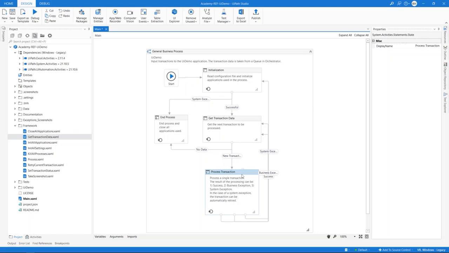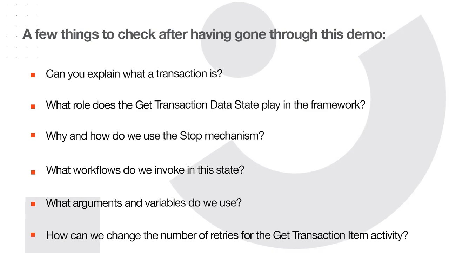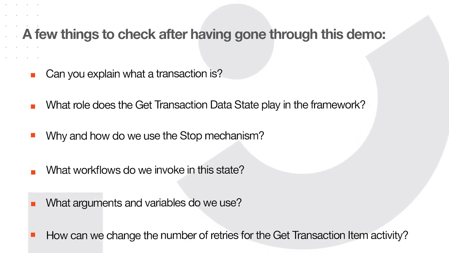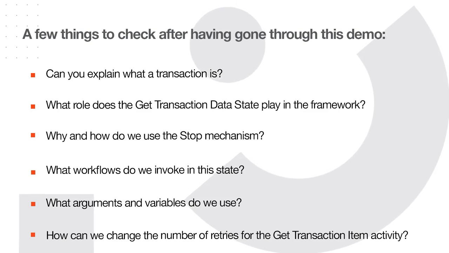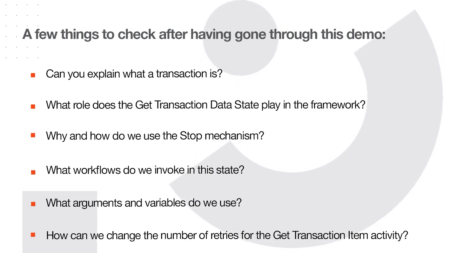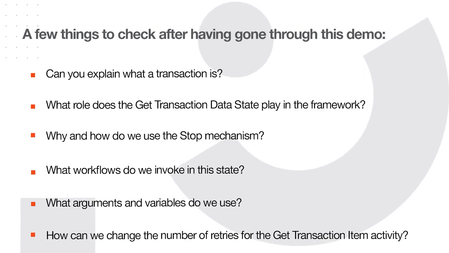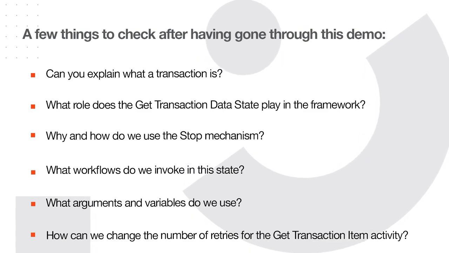With this, we conclude our overview of the getTransactionData state. Here are a few things to check after having gone through this demo. Can you explain what a transaction is? What role does the getTransactionData state play in the framework? Why and how do we use the stop mechanism? What workflows do we invoke in this state? What arguments and variables do we use? How can we change the number of retries for the getTransactionItem activity?